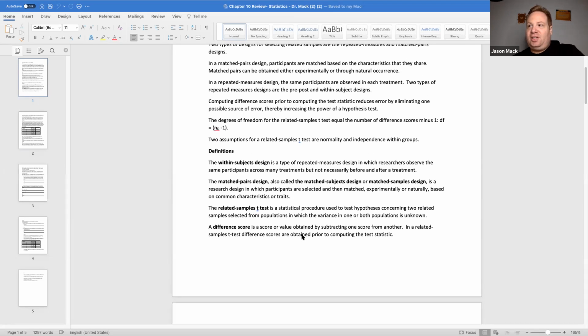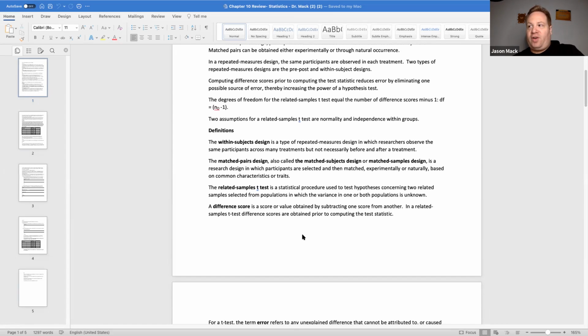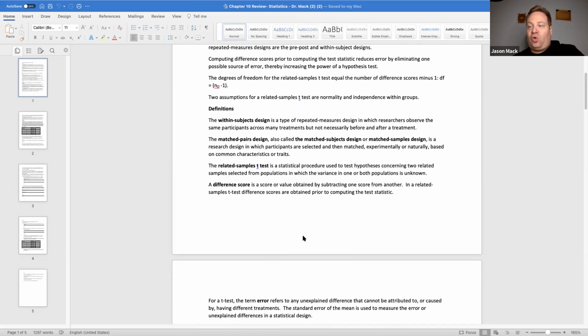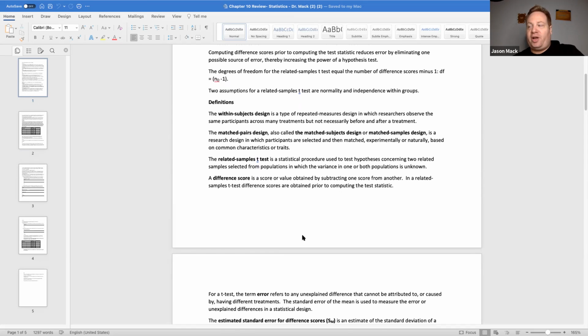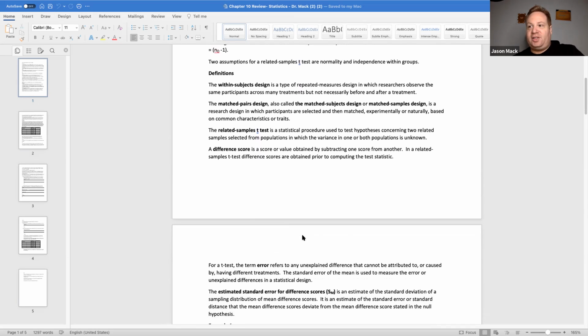The related samples t-test is a statistical procedure used to test hypotheses concerning two related samples selected from populations in which the variance in one or both populations is unknown. A difference score is a score or value obtained by subtracting one score from another. In a related samples t-test, difference scores are obtained prior to computing the test statistic.